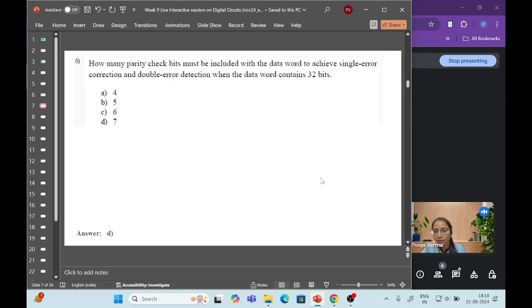Okay, so moving to the next question. How many parity check bits must be included with the data word to achieve single error correction and double error detection when the data word contains 32 bits? Here it is written that the data word contains 32 bits. So how many parity check bits are needed for single error correction and double error detection?